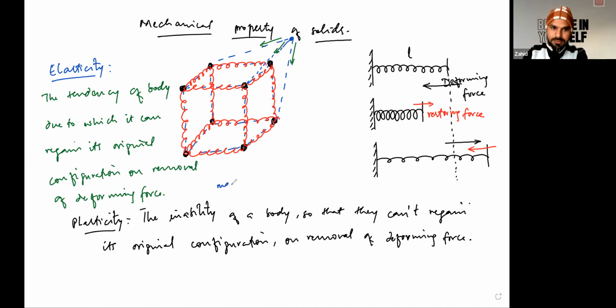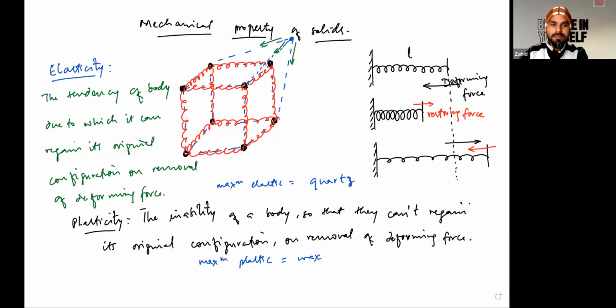So maximum elastic behavior will be of cords and maximum plastic or plasticity will be of wax. So you can say cords are the most elastic behavior substance and wax is the least elastic, or you can say most plastic behavior substance.